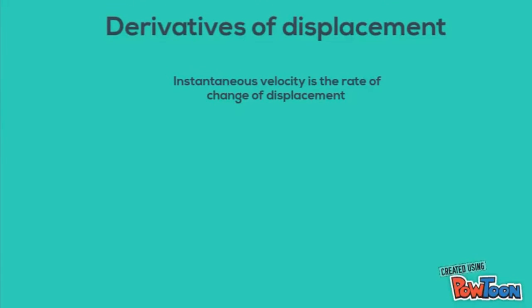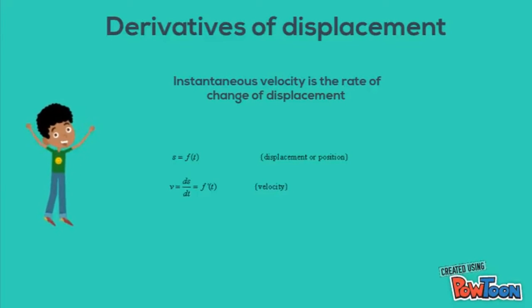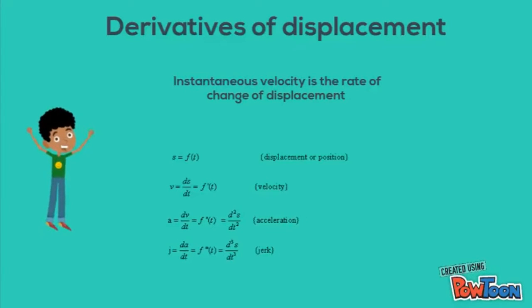Velocity of displacement. Instantaneous velocity is the rate of change of displacement, where s is equal to f(t), which is displacement or position, and v is equal to ds over dt, which is the first derivative of displacement. Acceleration is the second derivative of displacement and the first derivative of velocity.